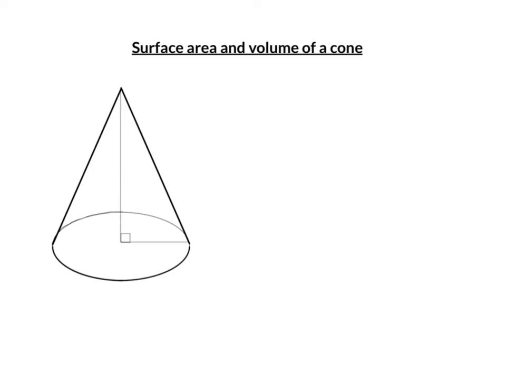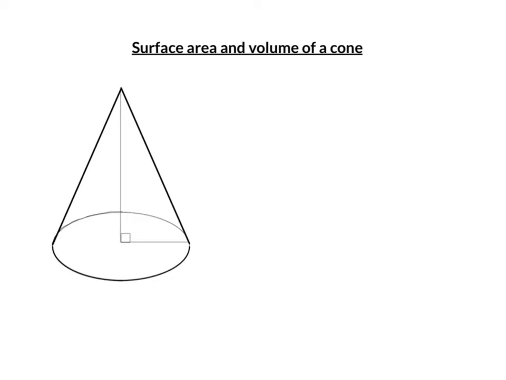Surface area and volume of a cone. Hopefully you watched the video on the cylinder. As far as volume goes, a cone is just a third of a cylinder. This exact same formula, you just multiply by 1/3. There is a unique formula for the lateral area, that's the up and down area, not including the circle.